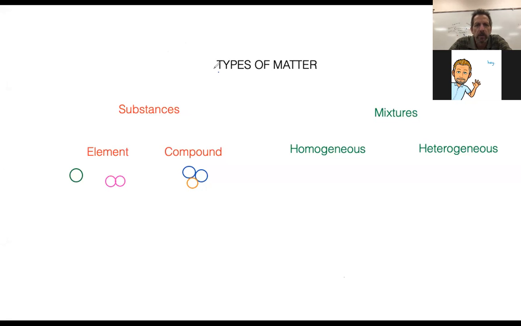So when we talk about types of matter, there's generally two types. Some things called substances. Those would be what we would call our pure forms of matter. Pure generally means they're made of one kind of particle, either one kind of particle called atoms, in which case all the atoms would be identical, or one kind of particle called molecule, in which case all the molecules would be identical.